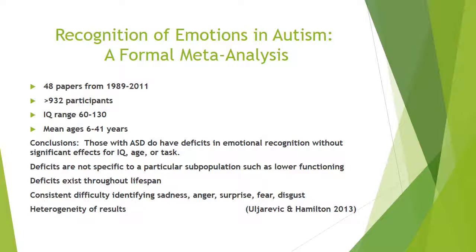Uljarevic and Hamilton in 2013 conducted a meta-analysis in which they included 48 papers from 1989 through 2011 with a total of more than 932 participants, ranging in IQ from 60 to 130 and age from 6 to 41, and concluded that those with ASD do have deficits in emotion recognition without significant effects for IQ, age, or task, that those deficits were not particular to a subpopulation, they existed throughout the lifespan, and they were consistent in sadness, anger, surprise, fear, and disgust. There was difficulty identifying happiness that was borderline. There was heterogeneity of results, large differences between individuals. And that fits with our own understanding in EI that skills deficits exist and they are unique to the individual.